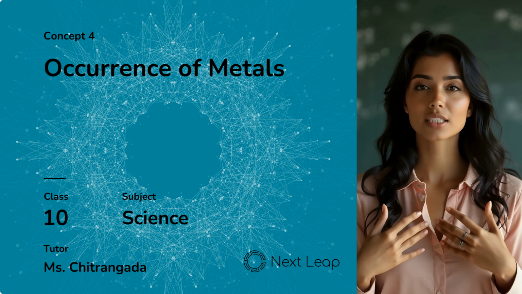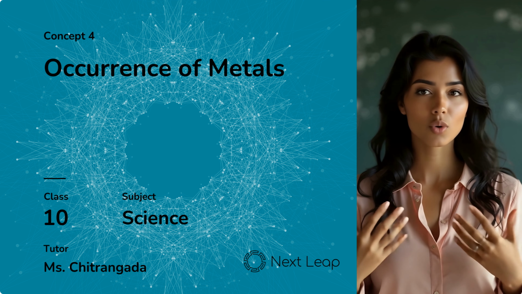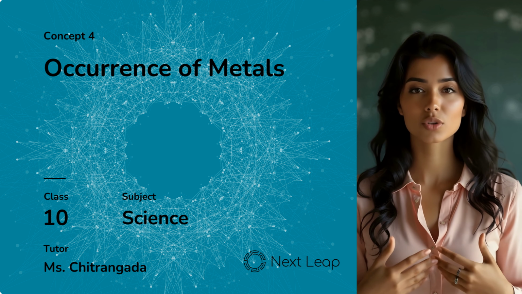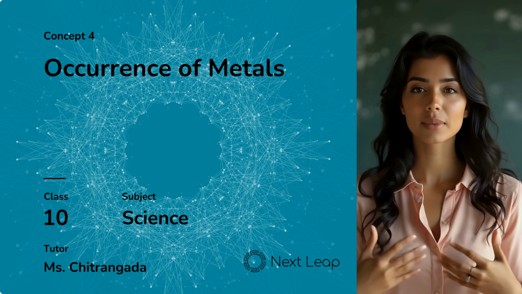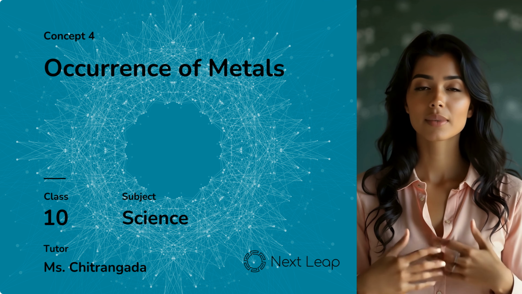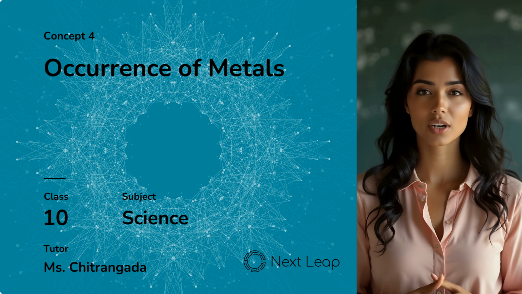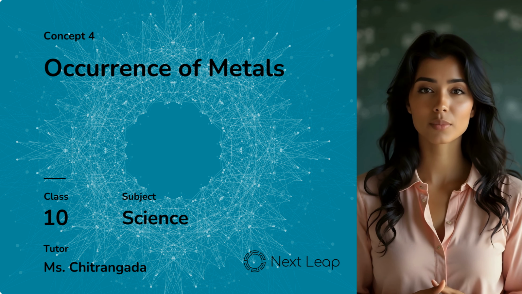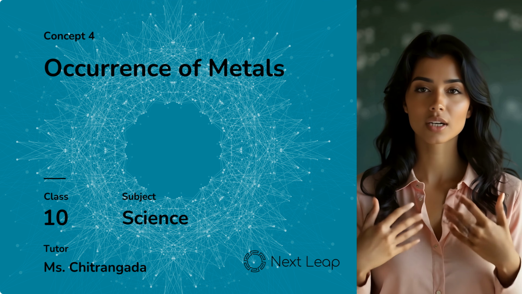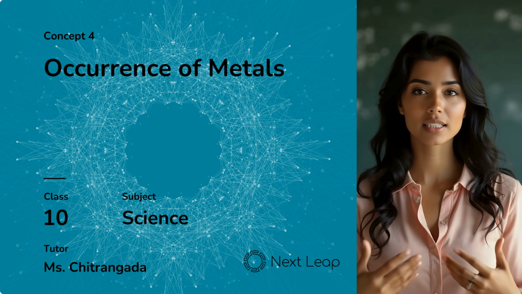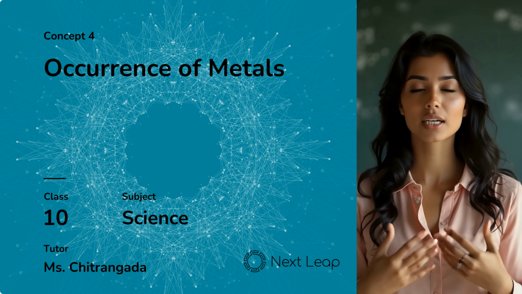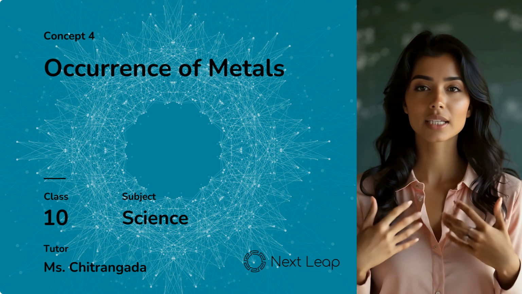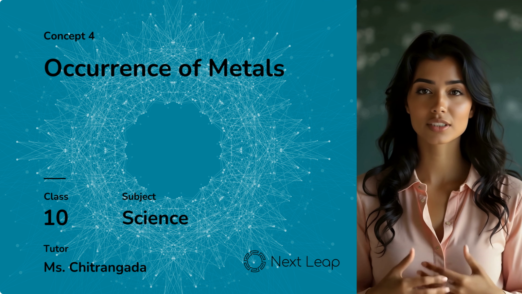Have you ever looked at a metal object, a spoon, a wire, or a coin, and wondered where it came from? Most metals don't exist in their shiny metallic form in nature. Instead, they're hidden in the Earth's crust, combined with other elements. However, a few metals like gold and silver are so unreactive that they occur in their free, native state. The rest are found in the form of compounds, oxides, sulfides, or carbonates tucked away inside minerals.